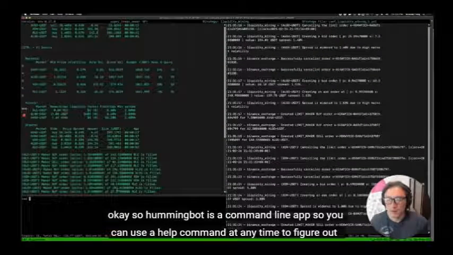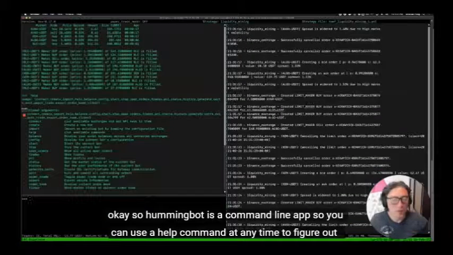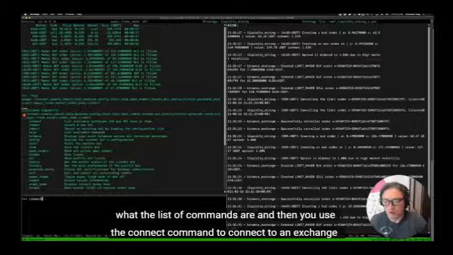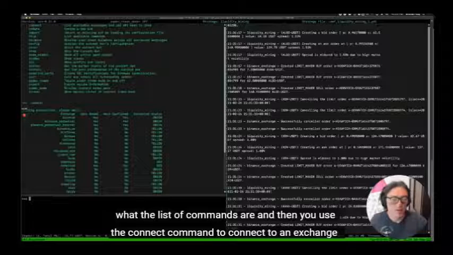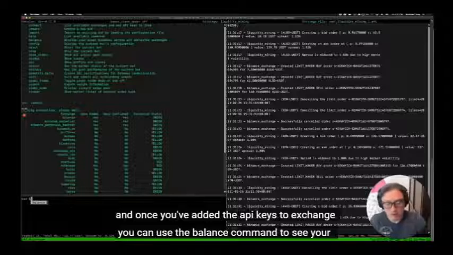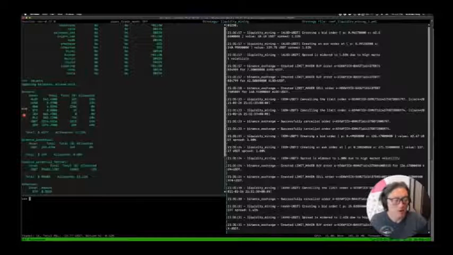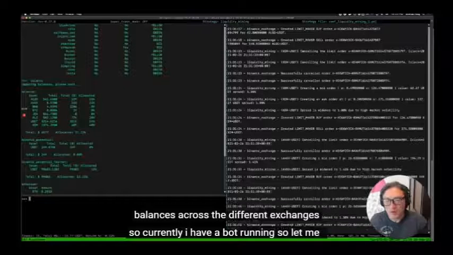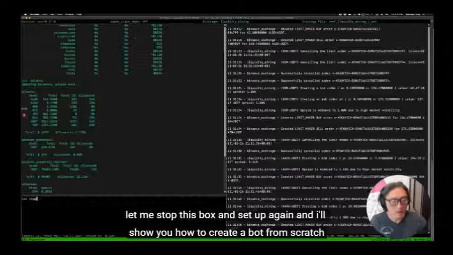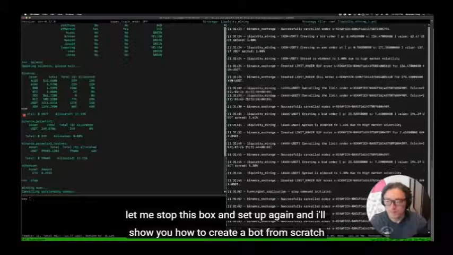Okay. So Hummingbot is a command line app, so you can use a help command at any time to figure out what the list of commands are, and then you use the connect command to connect to an exchange. And once you've added the API keys to the exchange, you can then use the balance command to see your balances across the different exchanges. So currently I have a bot running. So let me stop this bot and set up again, and I'll show you how to create a bot from scratch.